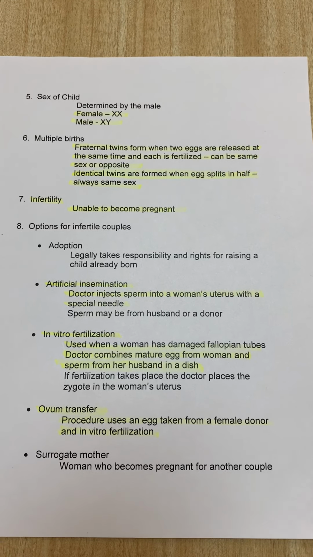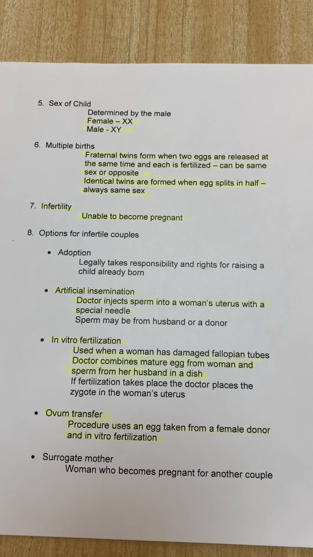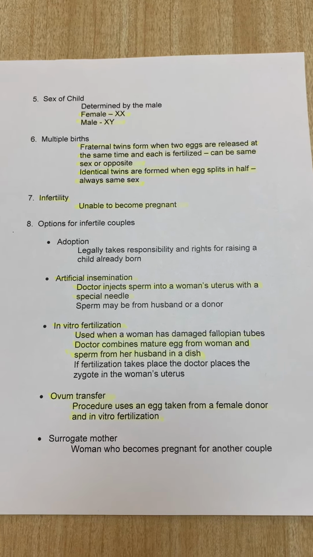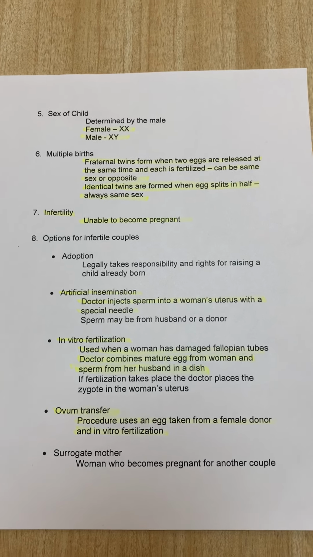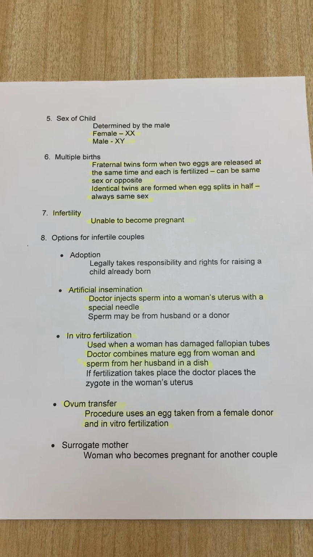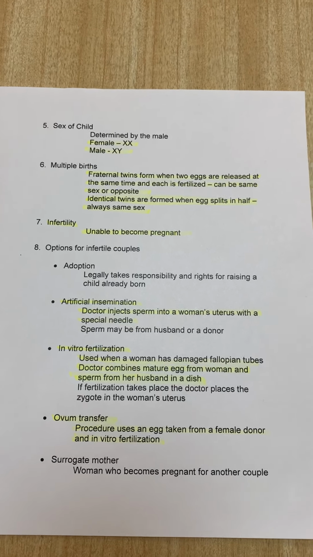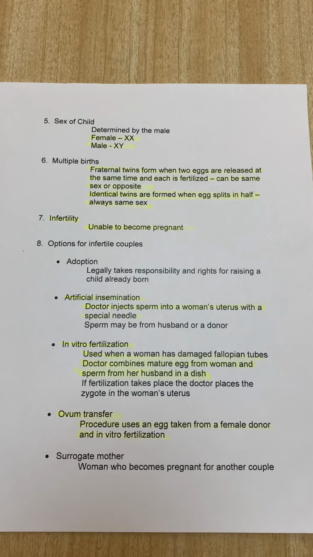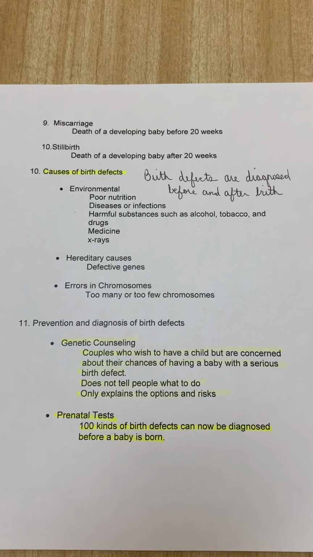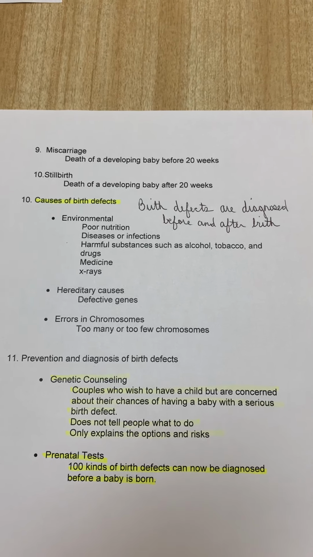Okay, ovum transfer is a procedure where they take eggs from a female donor. So this would be as a result of a female who does not produce healthy eggs. And then they do the in vitro fertilization process. A surrogate mother is one who becomes pregnant for another couple and carries that baby for them. We'll need to know the difference between miscarriage and stillbirth. Miscarriage happens the first 20 weeks, stillbirth after 20 weeks.